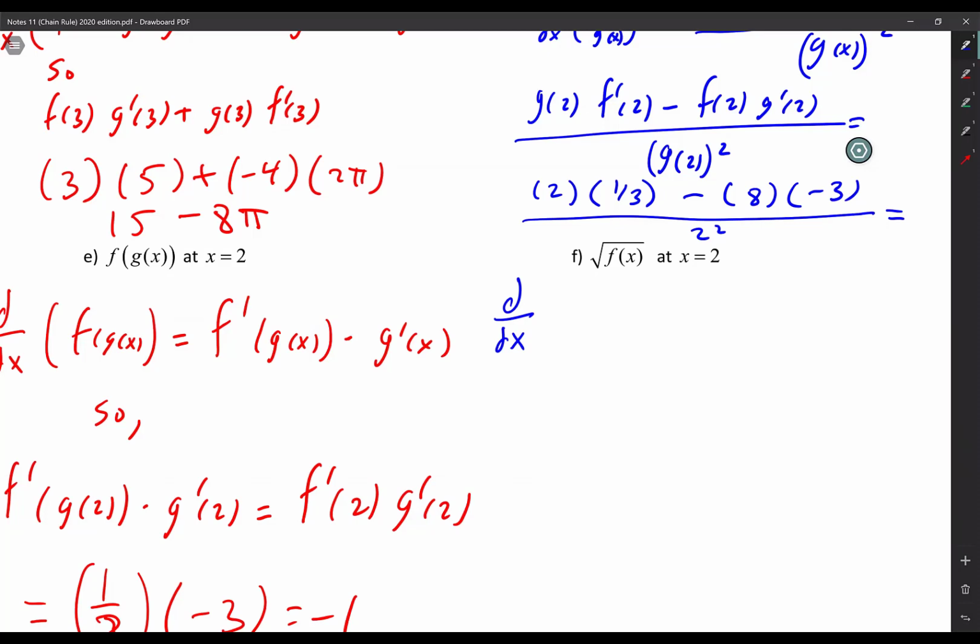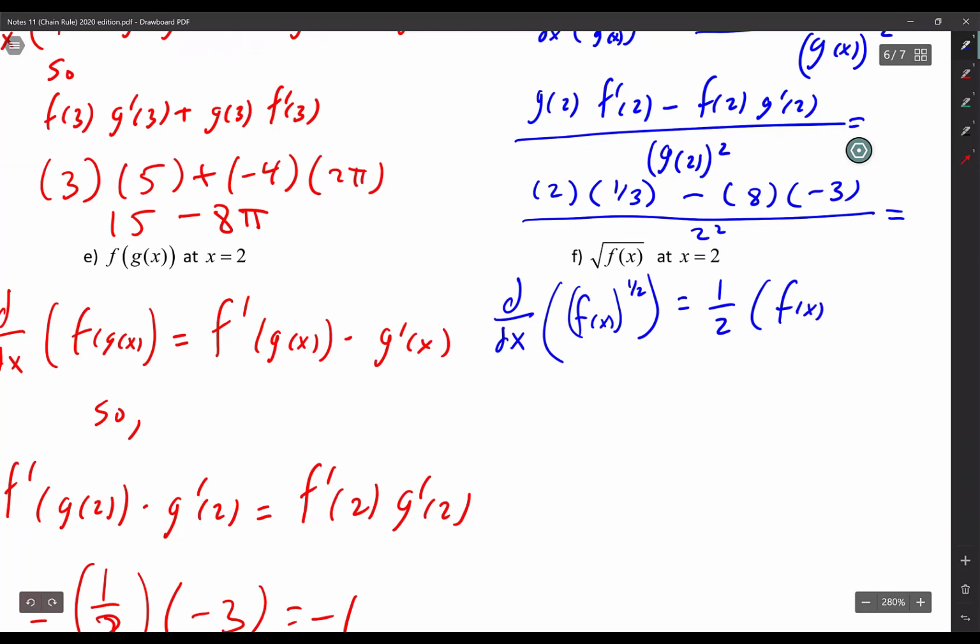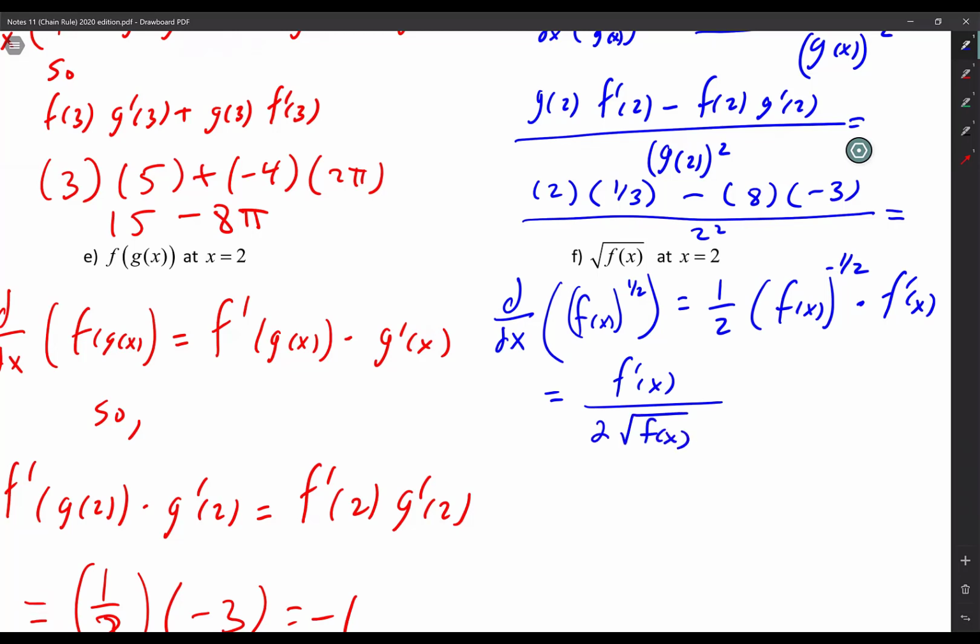Okay, d/dx. This is the same thing as f of x to the half. What rule am I going to use? Chain. Bring the half to the front, leave the inside alone, raise to the negative half on the outside, because I subtracted 1, times the derivative of the inside, f prime of x. If you want to rewrite it, here's how it looks. f prime of x on the top, and in the bottom, put a 2 square root of f of x. Now we're ready.